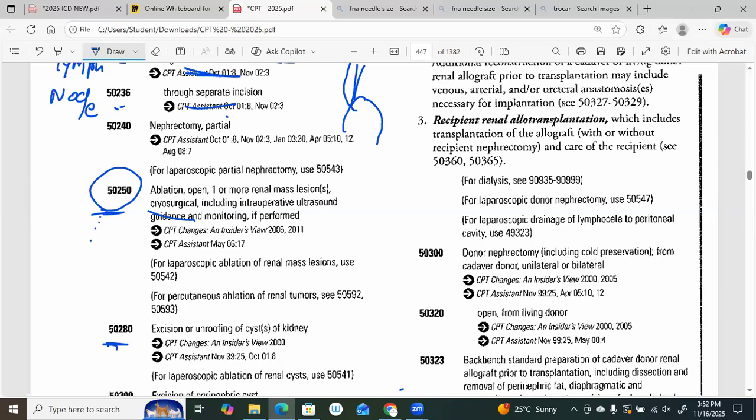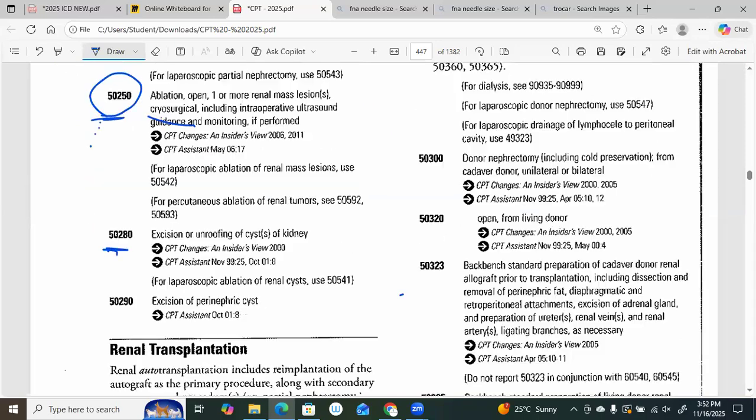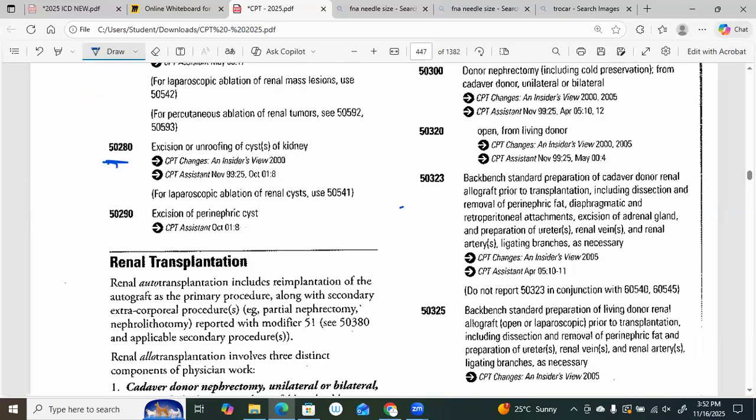Next we have excision or unroofing. Let's say there is a cyst and the doctor is just unroofing that cyst, then we are going to use 50280, excision of perinephric cyst. Perinephric means this area. The outer wall of the kidney is the perinephric area. Then we have renal transplantation.